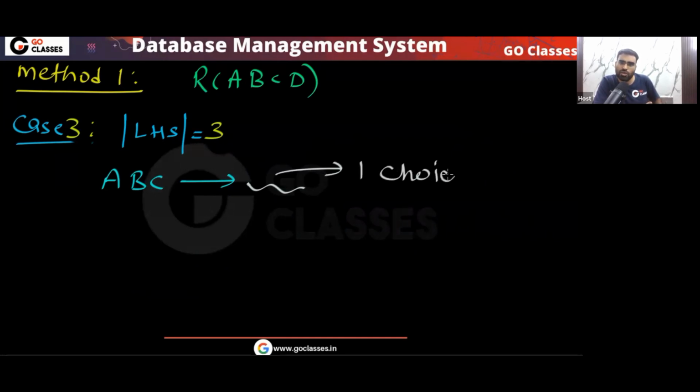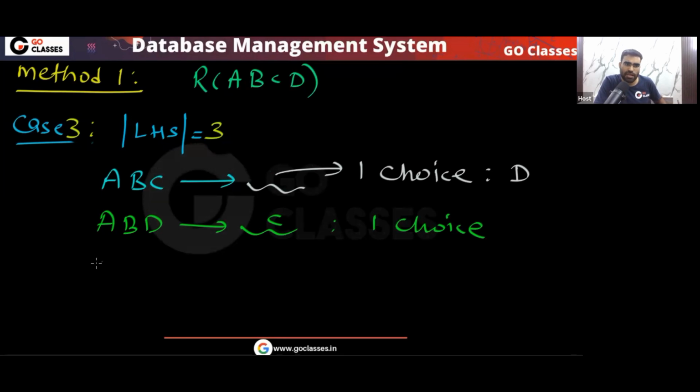That is D. I can put D. That's it. Very simple. So remember, on the LHS, if I put 3 attributes, then RHS only has one choice. For example, on the LHS, if I put this, then again there will be one choice. On the RHS, I have to put C. There is only one choice.